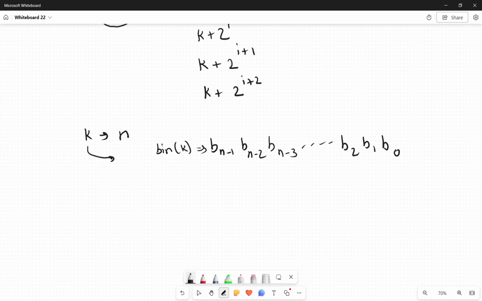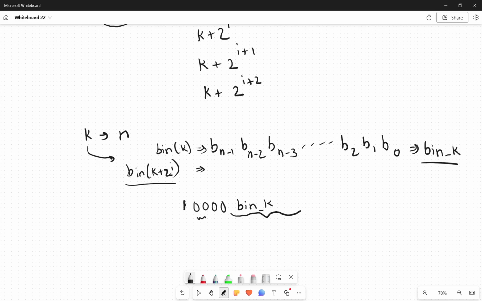This is the string consisting of only zeros and 1. So what about the binary representation of k plus 2 to the power of i? What will it be? Let us give this string a name, binary of k. Okay, so binary of k plus 2 to the power of i will be 1, then some bunch of zeros, and then here binary of k, right?